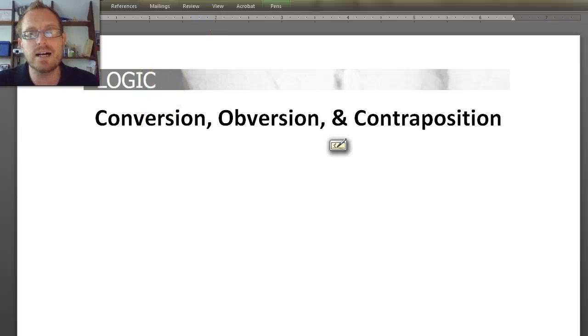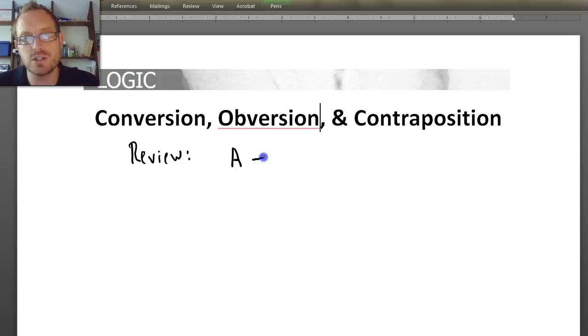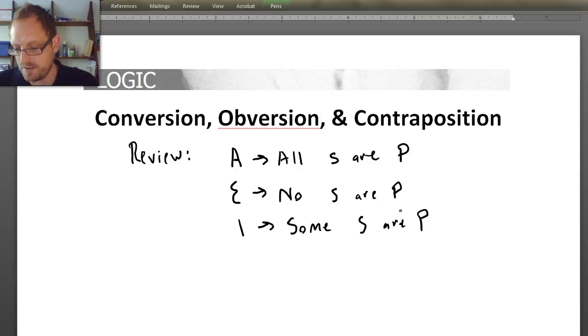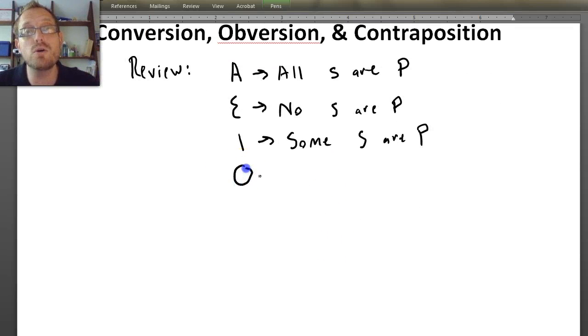Okay, welcome back, everyone. So today we're going to be taking a look at our logical operators. Quickly, let me do a quick review here, just to remind you what we've looked at before. What we discovered last time is that in categorical logic, there are four standard types of propositions. There's the A proposition, which is basically all S are P, right? There's the E proposition, which is that no S are P. There's the I proposition, some S are P. And then finally, there's the O proposition, which is that some S are not P.